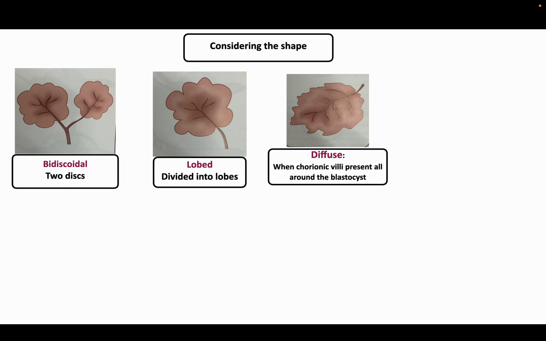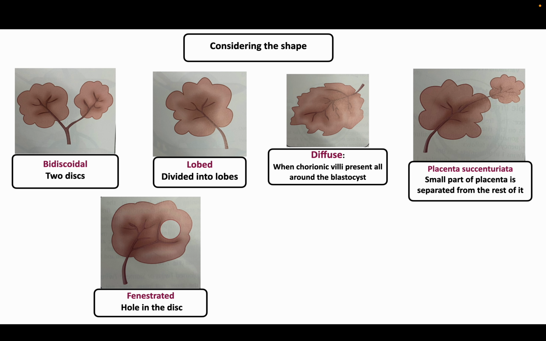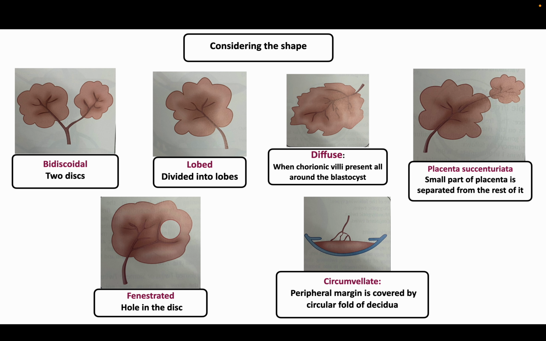Normally towards that end, that is towards the decidua capsularis, the villi disappear, but if they persist, we call it diffuse placenta. Now placenta succenturiata, where a small part of the placenta is separated from the rest of it. Then fenestrated, where a hole in the disc may be there. Then circumvallate placenta, where the peripheral margin is covered by a circular fold of decidua.